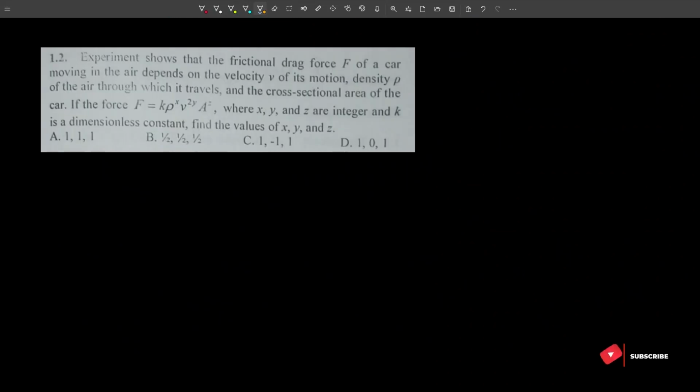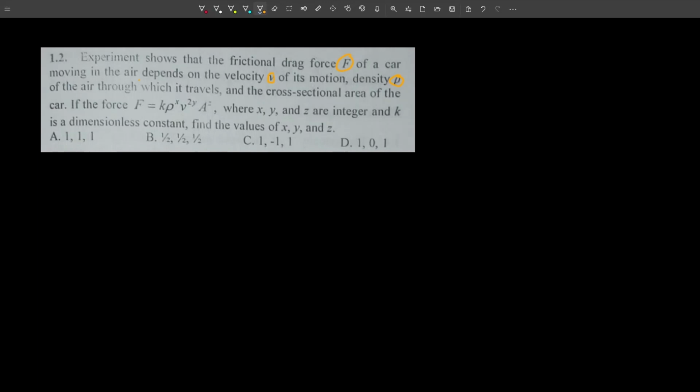This question was picked from Adewale Physics for students of Unilag. I just found the question and decided to jump into it. I know it's not very clear, but let's just try to train our eyes. The question says, experiment shows that the frictional drag force, F, so this F here is frictional force, of a car moving in the air depends on the velocity V. So V is velocity. Let's note these quantities of its motion. Density, rho is density, of the air through which it travels, and the cross-sectional area of the car. That means A is the cross-sectional area of the car.